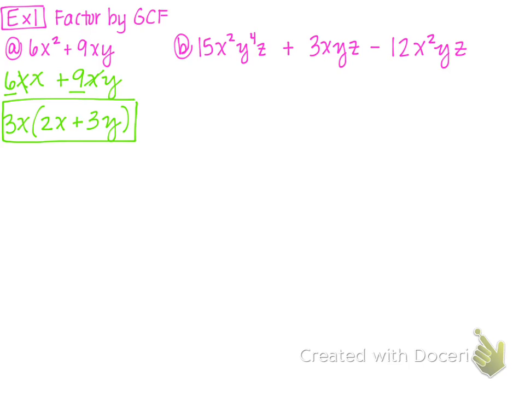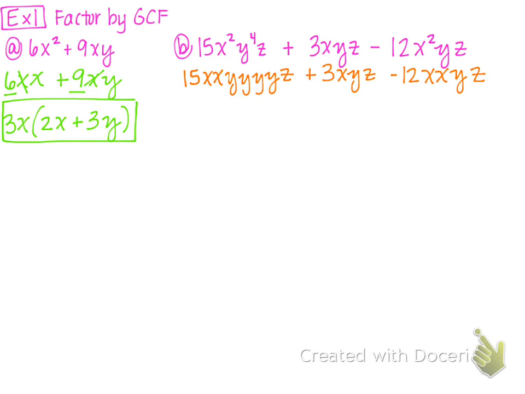Okay, let's look at B. B is a little bit more complicated. Now, before we even think about the numbers, I'm going to go ahead and write out all the terms with our variables listed out. So we have 15, x squared is x times x, y to the fourth is 4 y's, and then we have a z. Plus 3. x, y, z all have an exponent of 1, so that's just going to be x, y, z. Then minus 12. x squared is x times x. Then we have y and z.